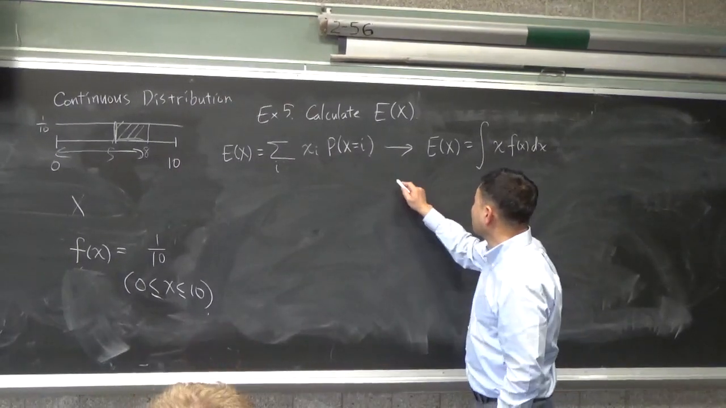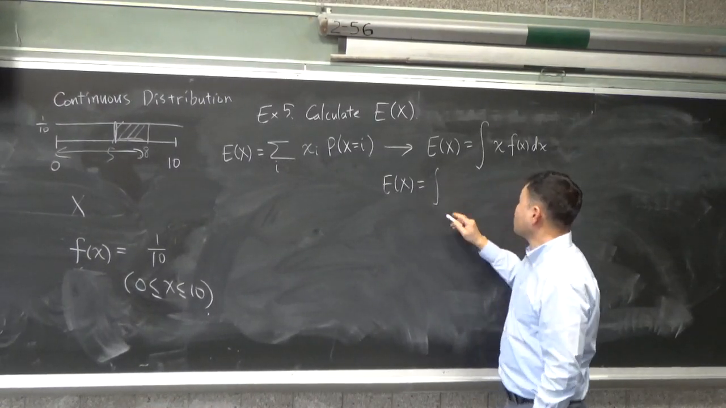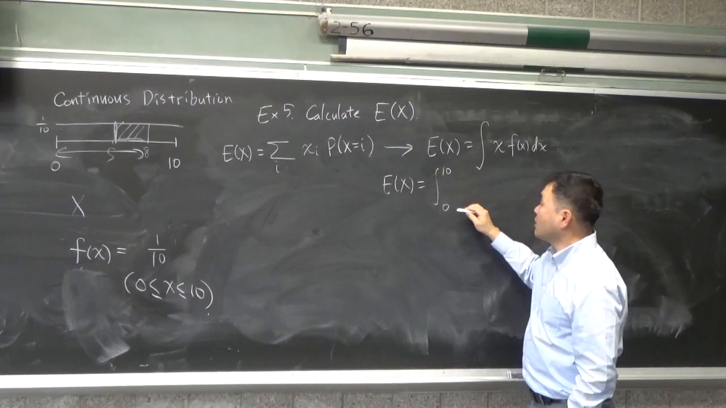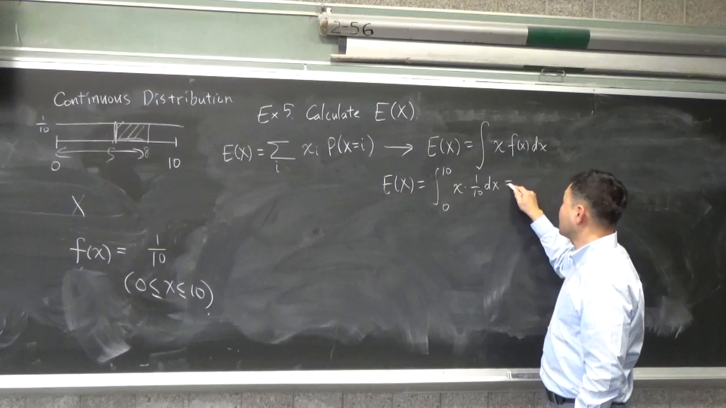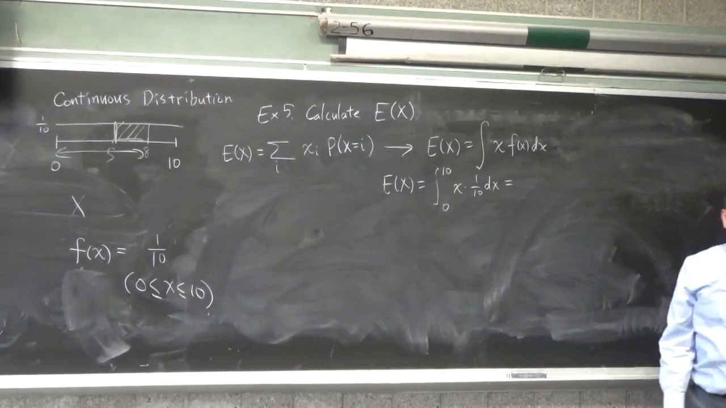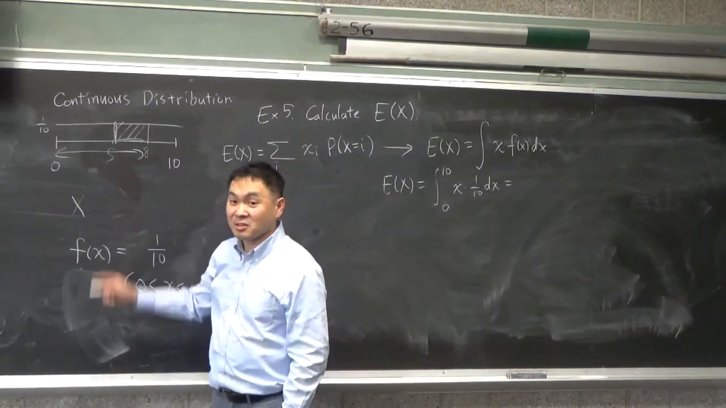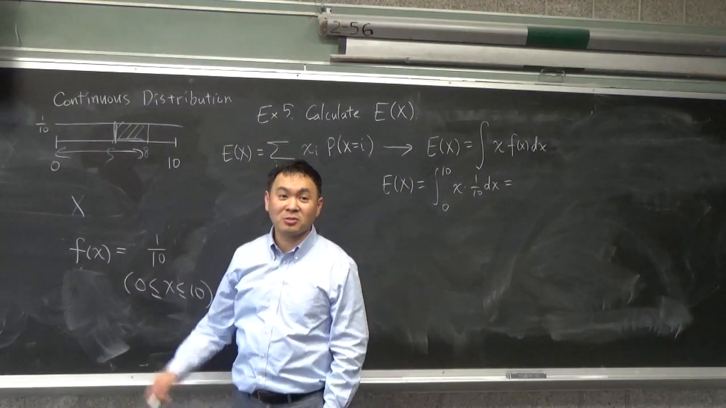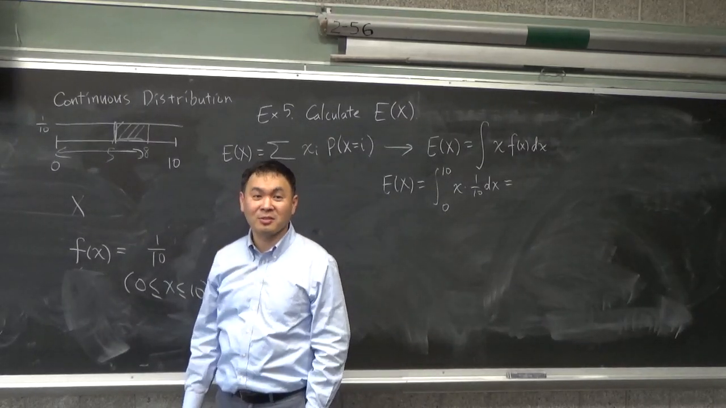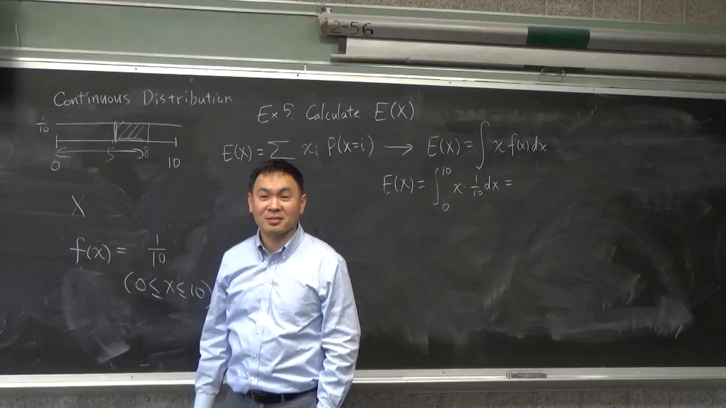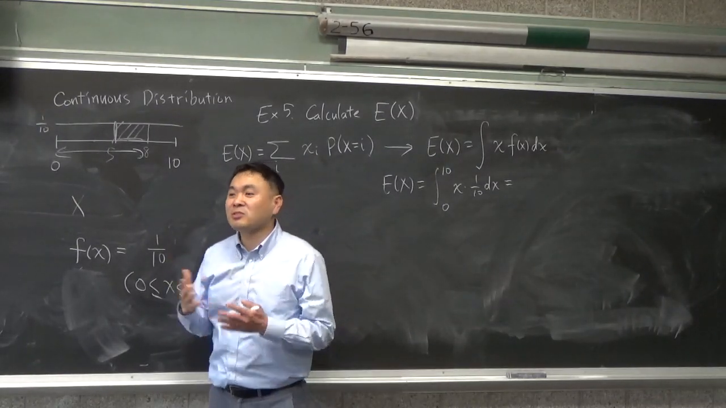So let's continue. This is going to give you E of x equals the integral from 0 through 10 of x times 1/10 dx. Without even doing the computation, what do you think the answer is in this example? What's the expected value? What's the average? Average is 5? So what does that mean?